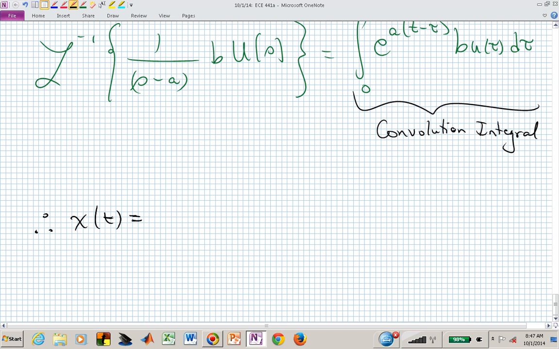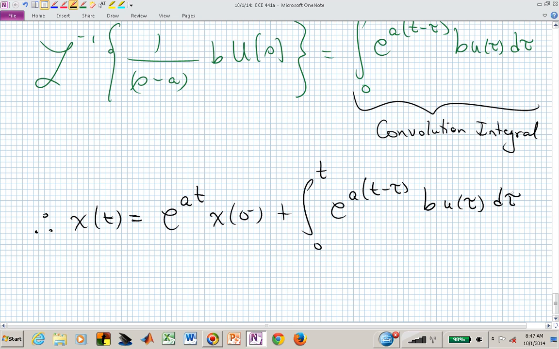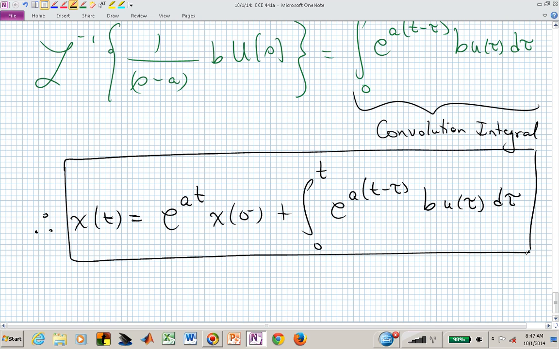x of t is now equal to e to the at x of 0 minus plus the convolution integral, which is due to the input term, e to the a t minus tau b u of tau d tau. Now we can see that our state is made up of 2 parts. One part due to the initial condition and one part due to the input.